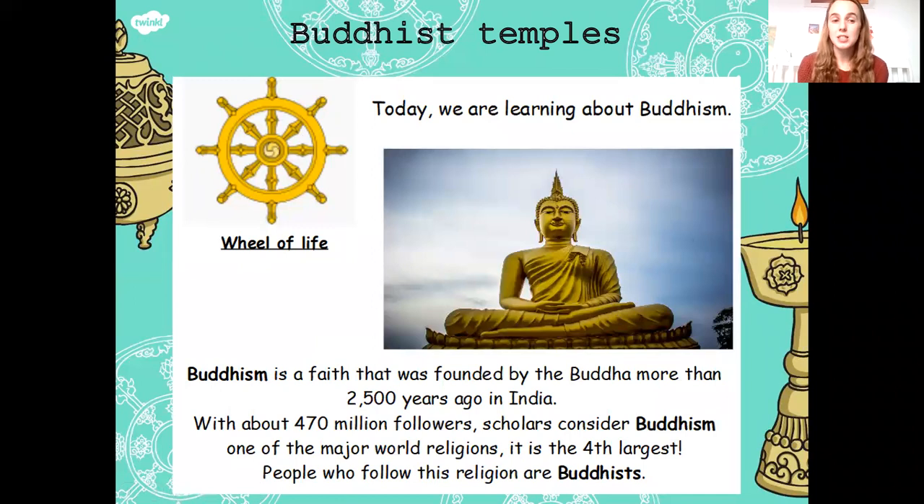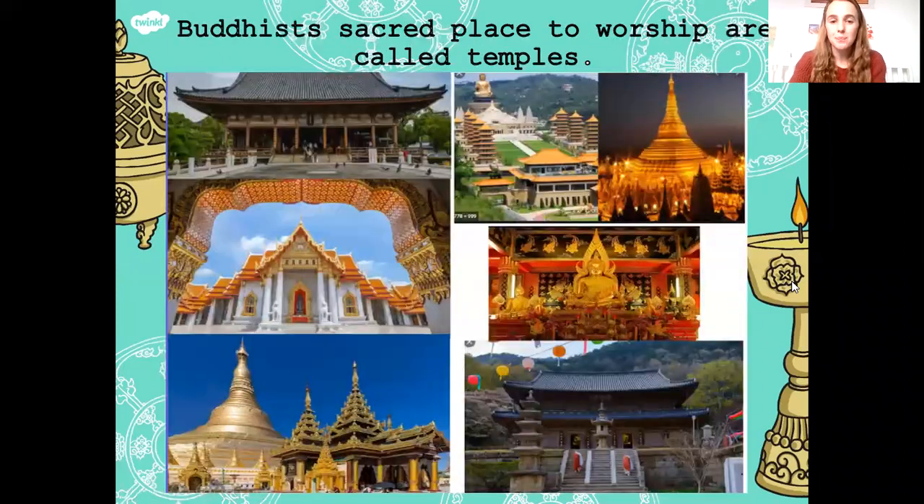Now you can see just over here a wheel, and this is called the Wheel of Life, and we're going to be coming back to this Wheel of Life later on, but this is the symbol of Buddhism as well as the image of Buddha himself, who created the religion. So these are two things that we're going to come back to in the lesson.